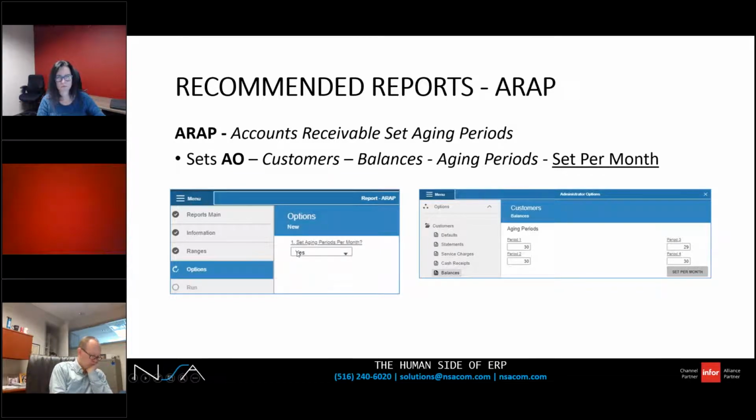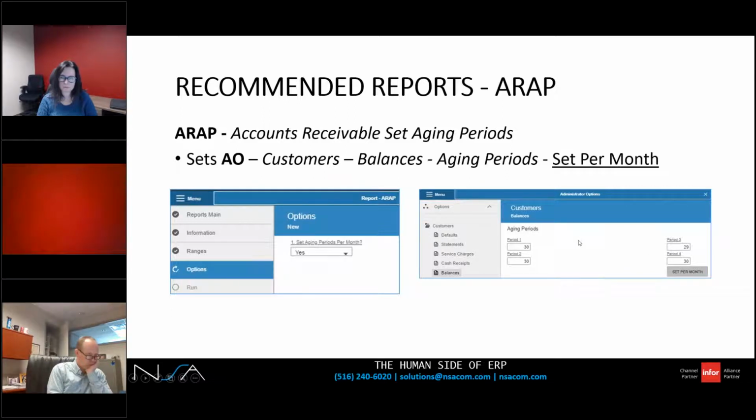So you would set the ARAP report up to run, let's say, on the 1st of each month before you start transacting business. So it could be the 1st of each month at 1 a.m. or something like that. And it will automatically update these aging periods in the administrator options. So you don't need somebody in IT to get into the AO and click on set per month.